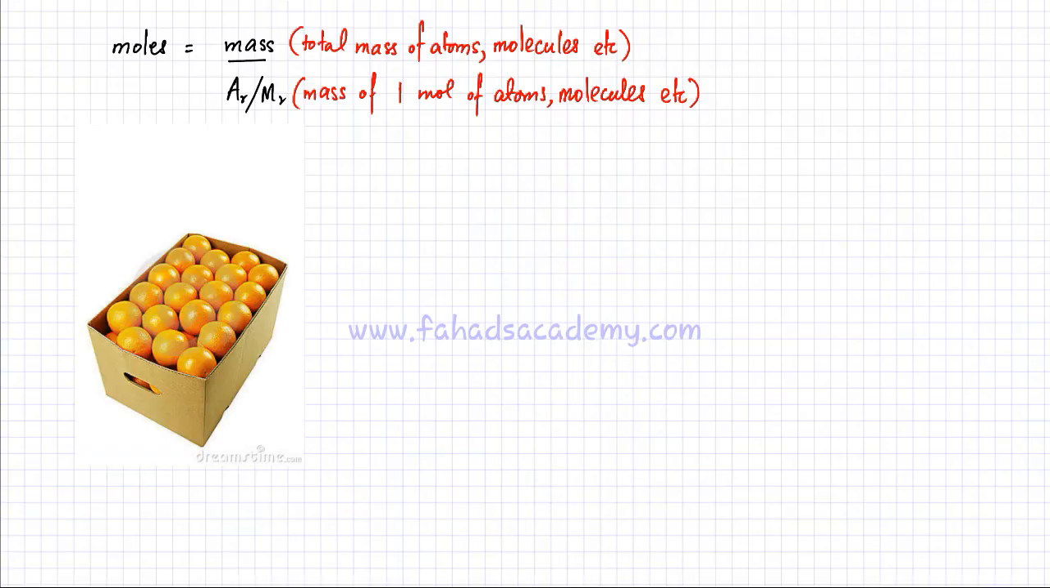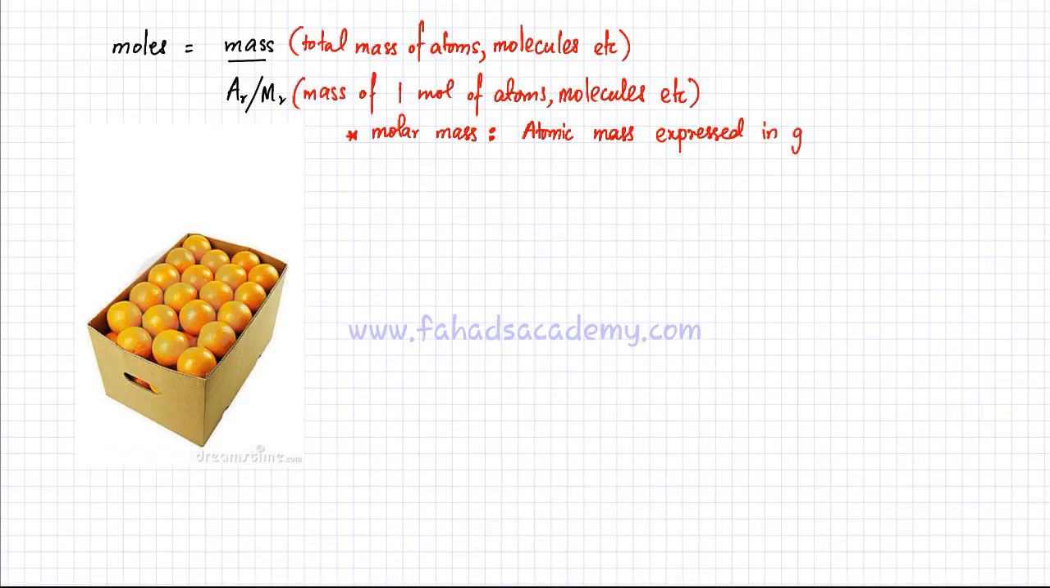So I'm going to tell you what molar mass is, or the mass of 1 mole of atoms. So molar mass, which is the mass of 1 mole of atoms, it's simply the atomic mass expressed in grams. For example, sodium has an atomic mass of 23, which basically means that 1 mole of sodium atoms are going to weigh 23 grams.